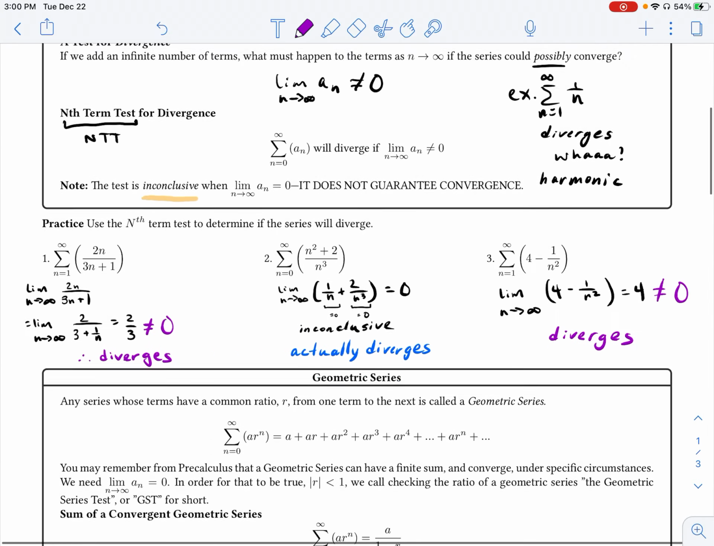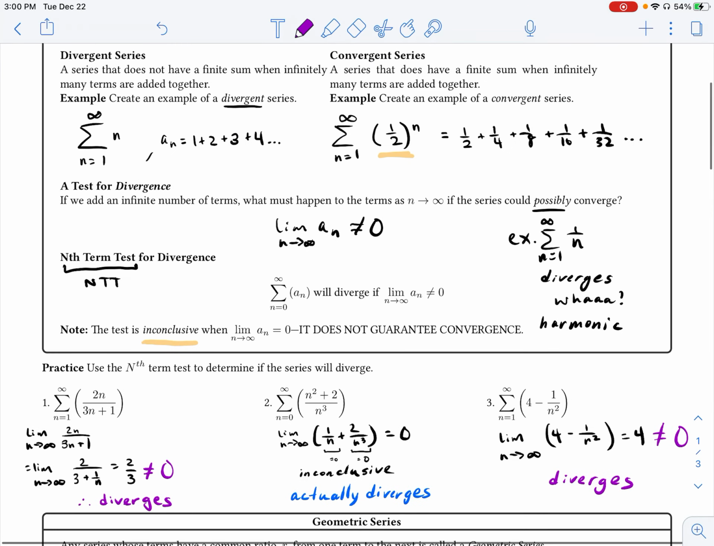Hopefully this lesson helps give you an understanding of what it means for a series to diverge or converge, and gives you a better understanding of the nth term test for divergence, not for convergence.